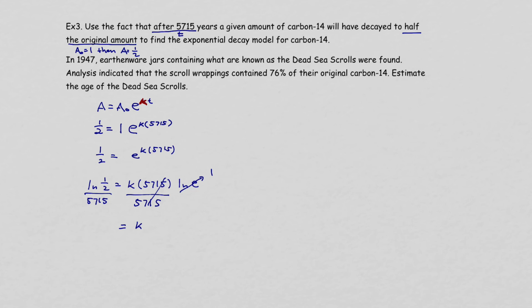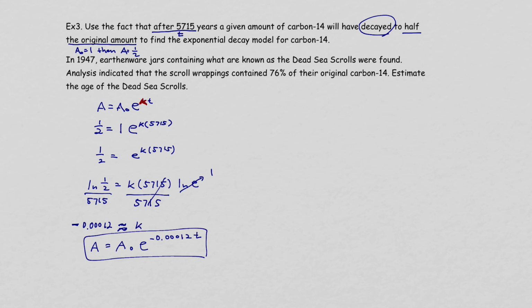That's going to give you your rate. So your rate should be negative this time. Why? Because remember, this is decay, right? And when you do the natural logarithm of 1/2 divided by 5,715, you get close to negative 0.00012. Once you see that negative sign, you know you got it right because it was decay, right? So your model will have A equals A sub 0 times e to the negative 0.00012 t as your function.